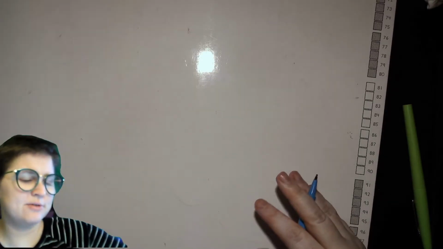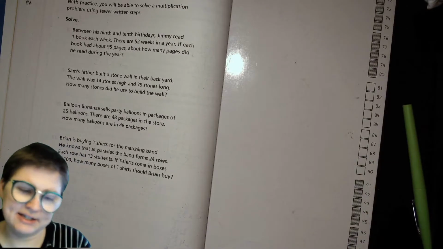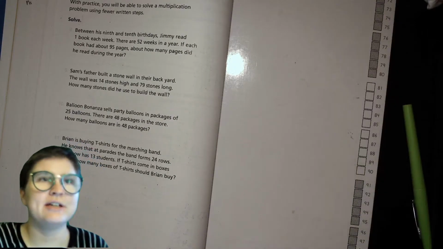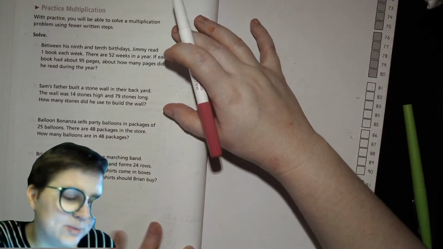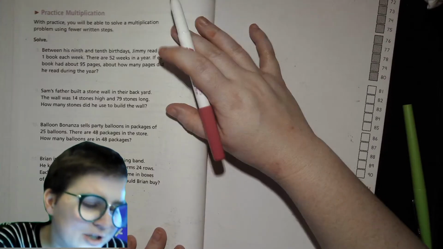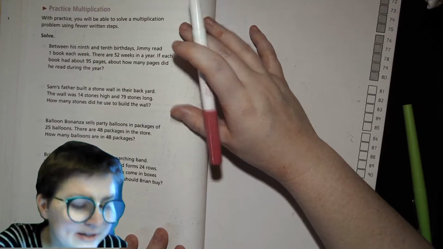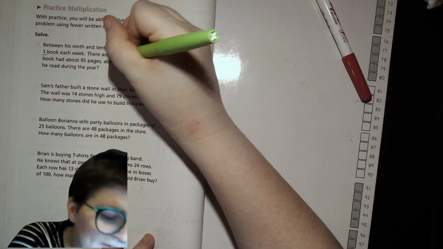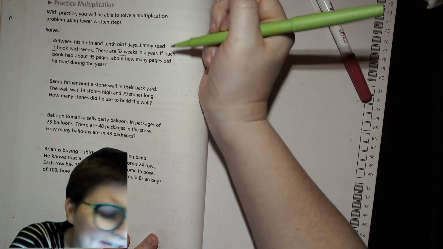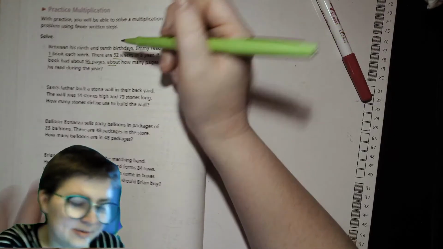Now let's use that stuff with some word problems. I'm going to use my whiteboard, and I encourage you to do the same, because sometimes there's not enough space. You don't need to have it all hard to read. Practice multiplication. With practice, you'll be able to solve a multiplication problem with fewer written steps. Between his 9th and 10th birthday, Jimmy read 1 book each week. There are 52 weeks in a year. If each book had about 95 pages, about how many pages did he read during the year?